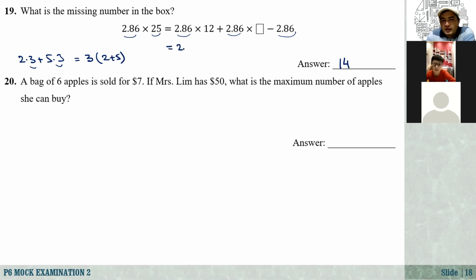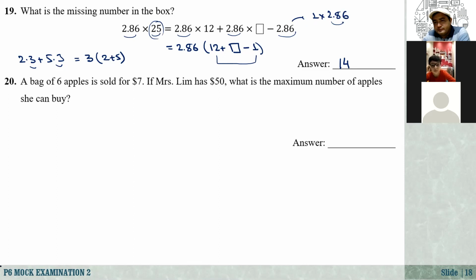I can just take 2.86 out. Now what do we have here? 12 plus, if you take 2.86 out, here we have the box, right? And minus, what is up here? 1, because 2.86 means 1 times 2.86. If you take this out, 1 is left. Now 12 minus 1 is 11, right? 11 plus what number equals 25? That is 14. So that is much, much easier.